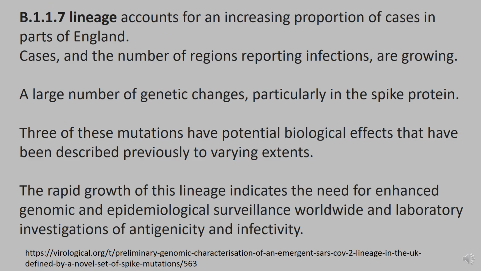The variant that's causing concern belongs to the B117 lineage. It does account for an increased proportion of cases in parts of England. The cases and the number of regions reporting infections are growing. There's a large number of genetic changes in this lineage, particularly in the spike protein. And 3 of the mutations that have been described have the potential, they've not been proven yet, they have the potential to mediate biological effects. The rapid growth of this lineage indicates the need for enhanced genomic and epidemiological surveillance worldwide and lab investigations of antigenicity and infectivity.